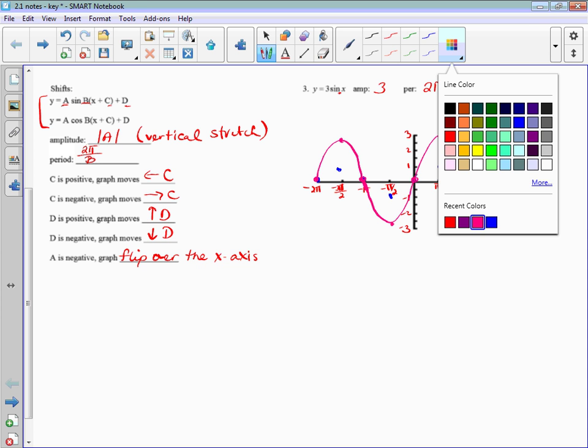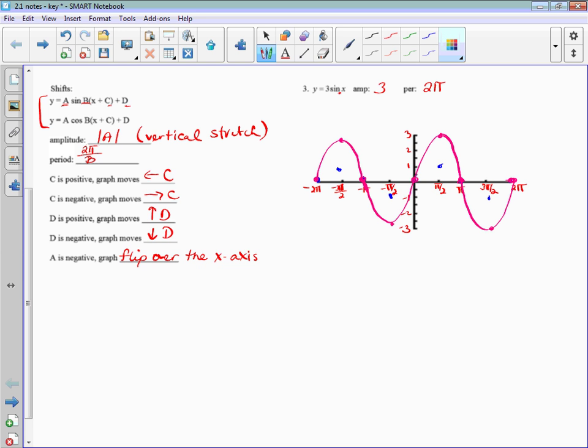I'll draw the blue one in too. Again, you don't have to, but just so you can see. You guys see how it's the same graph as the parent graph? It's just been stretched out. The amplitude change, you got followed, right?